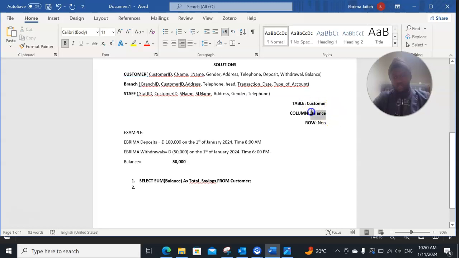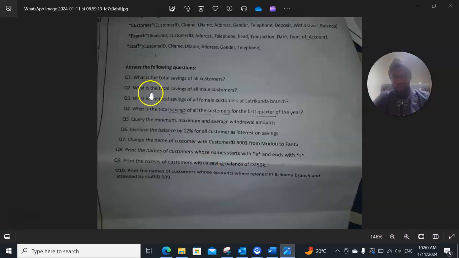Now, what column do we need? Do we still need balance, or we don't need balance? Let's see. What is the total savings? We know the balance is talking about total savings, so we still need the balance. Of male customer is another key point. So this male, what does it mean?